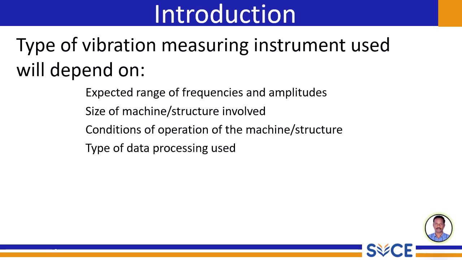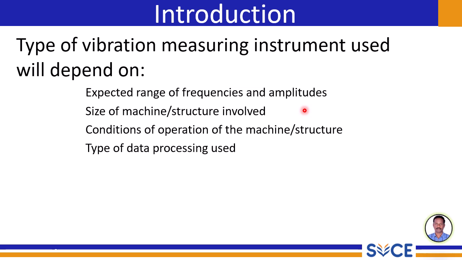Building upon our understanding of why we measure vibrations, the next logical question is, how do we choose the right instrument for the job? Here, I am highlighting several key factors that will tell how to choose the measuring instrument. Firstly, the expected range of frequencies and amplitudes, which is a very critical consideration. Different transducers and instruments have varying sensitivities and operating ranges.